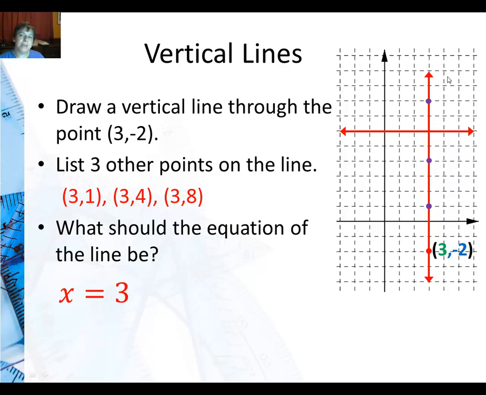Now the crazy thing about this line is that the slope is undefined. We do not know what it is. The rise could be, you could say, oh, it's 4 over 0. Well, we don't know how to divide by 0. So if you see slope undefined, that means it's a vertical line. And if it's a vertical line, the x stays the same. So it's x equals whatever any of those x coordinates are.